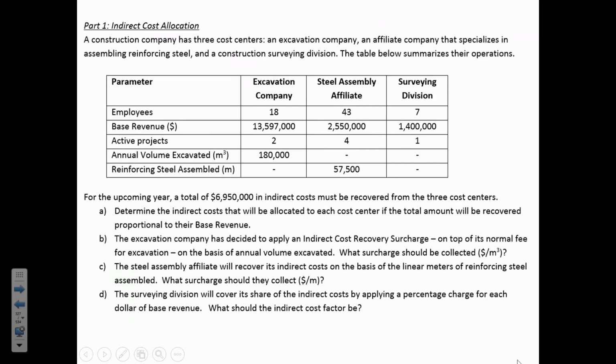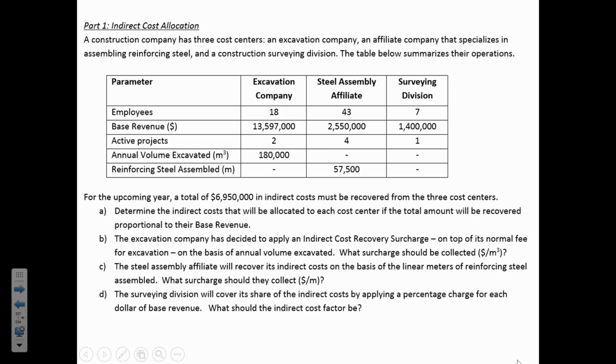What does this phrase mean, proportional to their base revenue? Who can help us interpret that phrase, proportional to base revenue? So you find what percentage of that each of them are of the total base revenue?